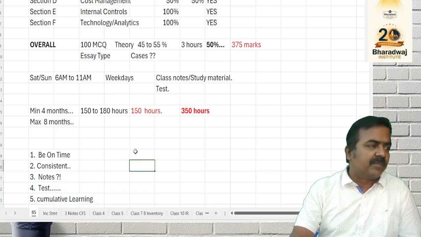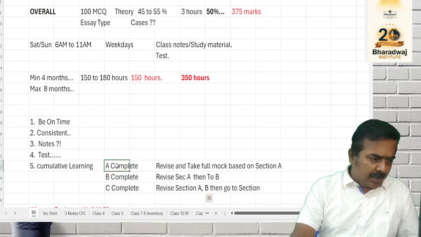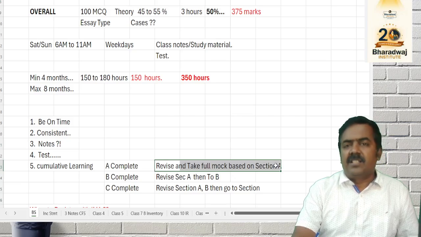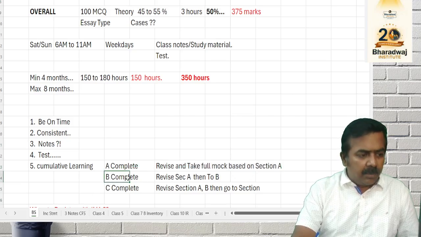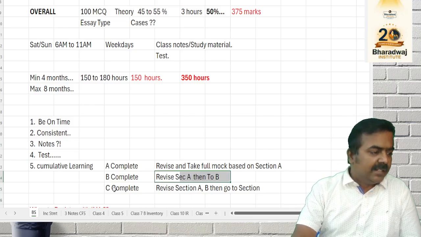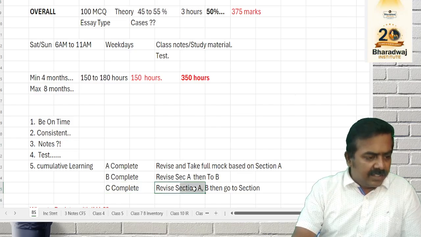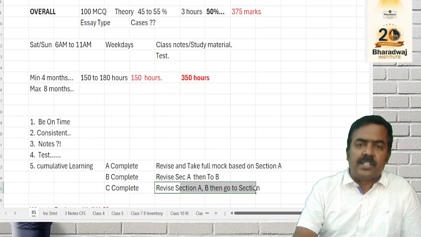Cumulative learning. What is cumulative learning? A, you complete, revise and take up a mock test based on A. Section B you completed, then go revise section A, then go to section B. So section C I completed, then revise section A, then section B, then go to section D.